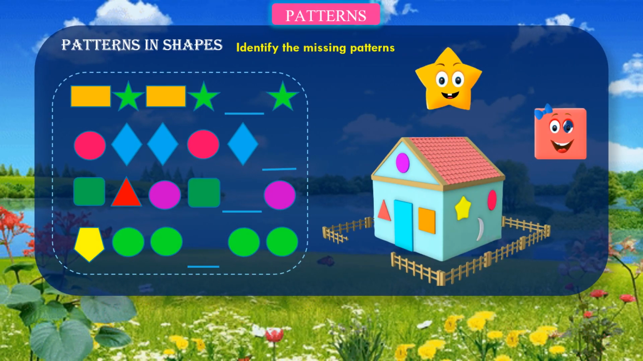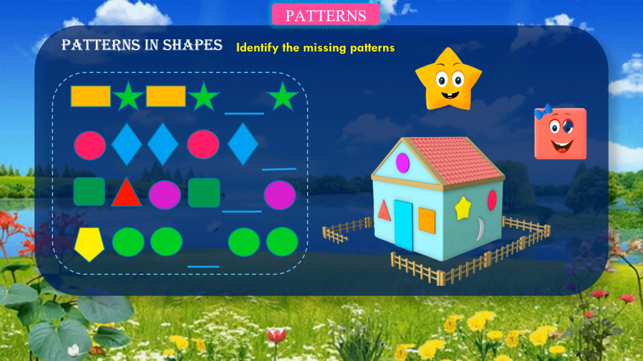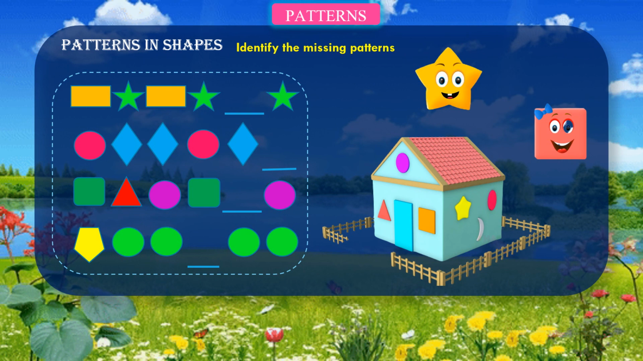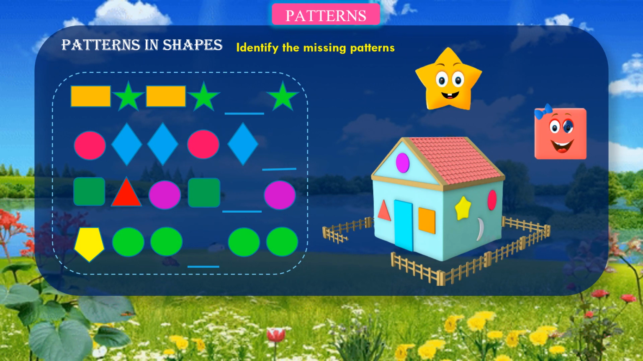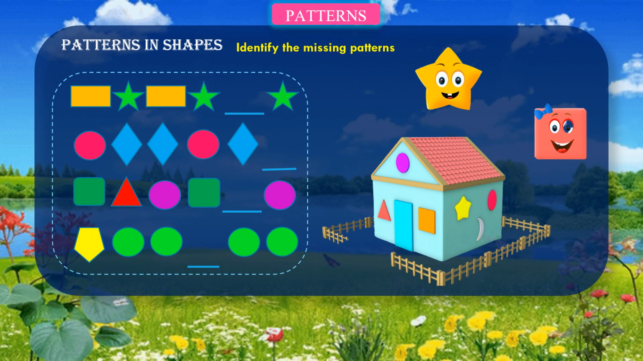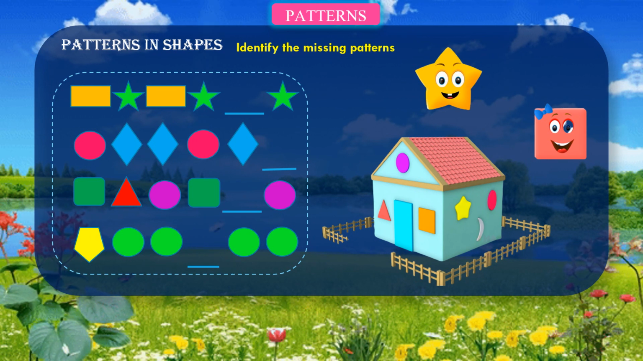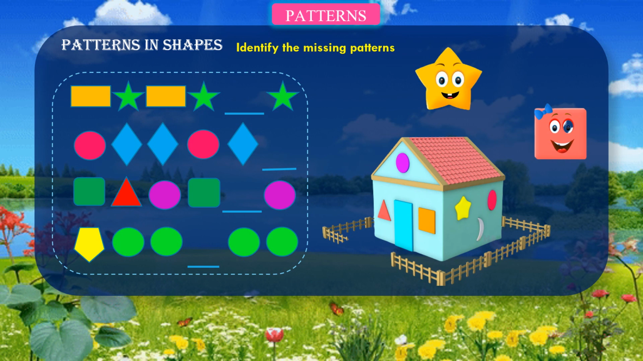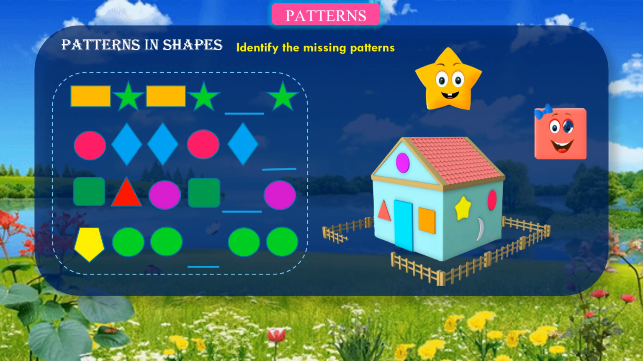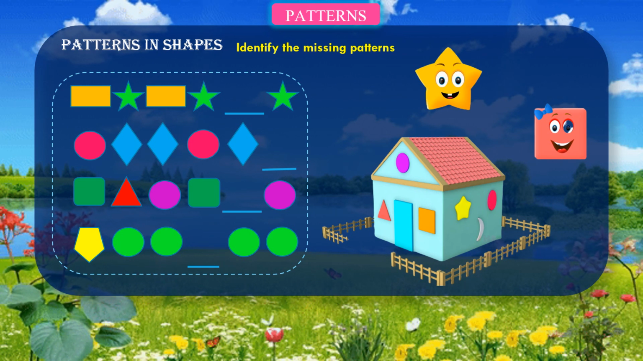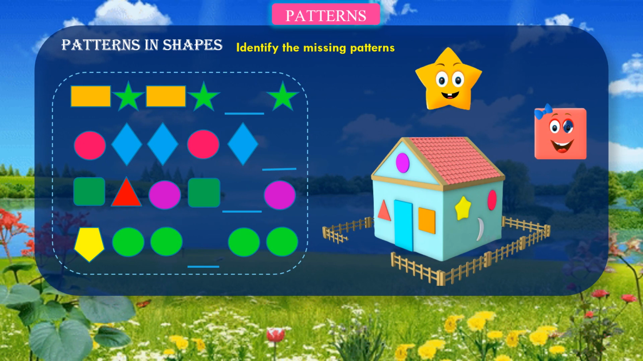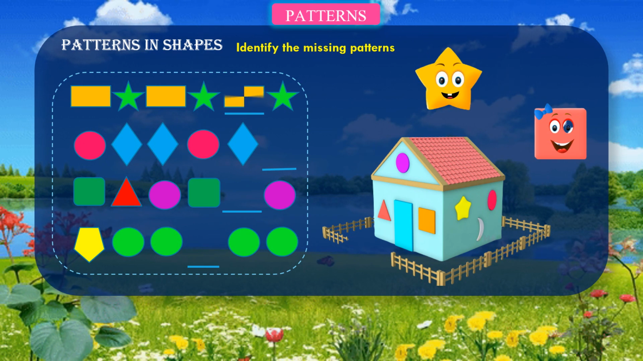Identify the missing patterns. In lower classes, you have already learned this kind of patterns and you will be very interested to do it. Am I right, children? Yes. Here in the first row, we have a rectangle and star. Children, tell me what shape is missing in this row? Yes, the missing shape is rectangle.